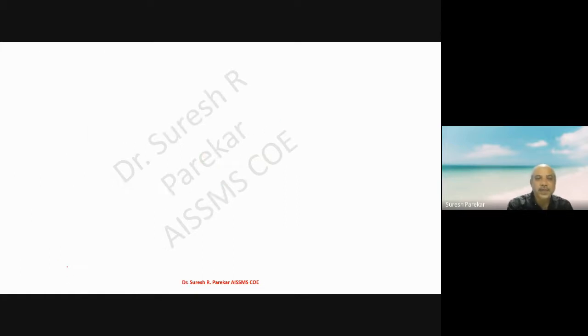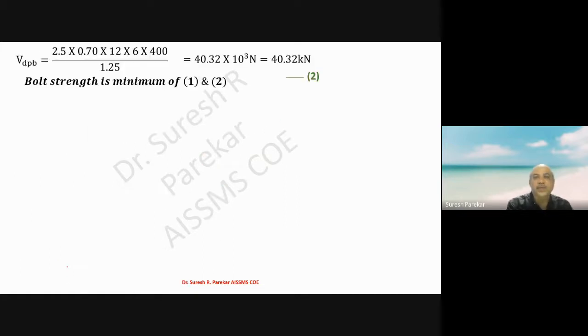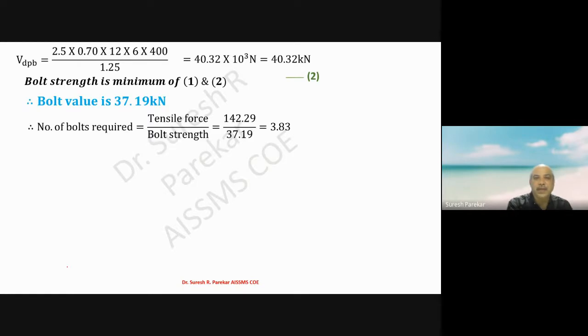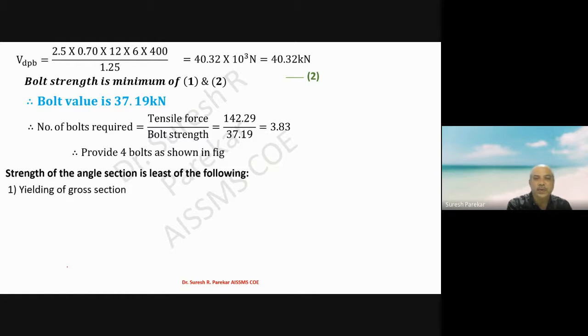0.7, and from this we are going to get this value, that is 40.32 kilonewton, and minimum we have 37.19 kilonewton. From this we are going to provide 4 bolts, since 3.83 are required, so we are going to provide 4 bolts over here, and that is for yielding of cross section.